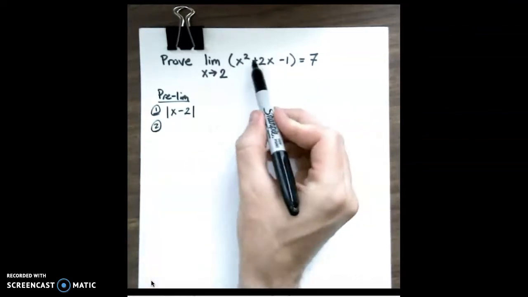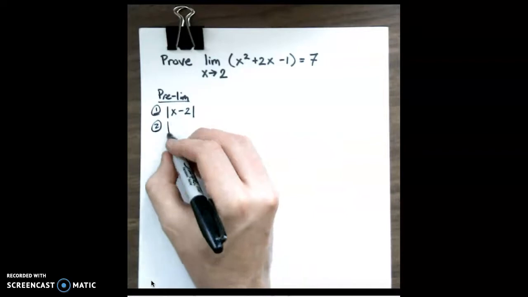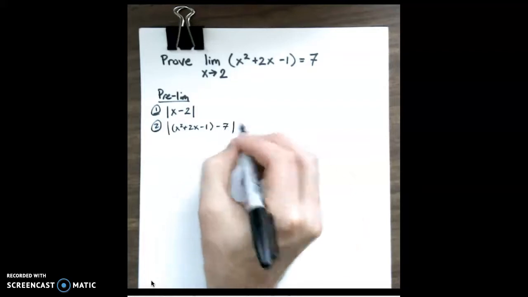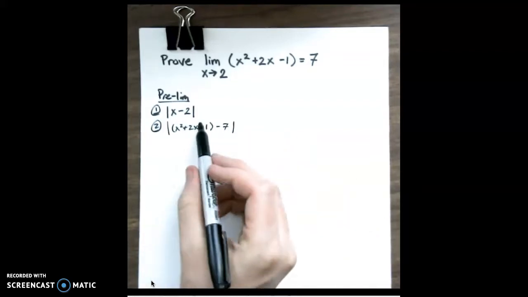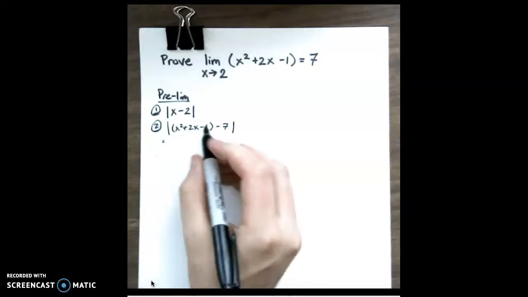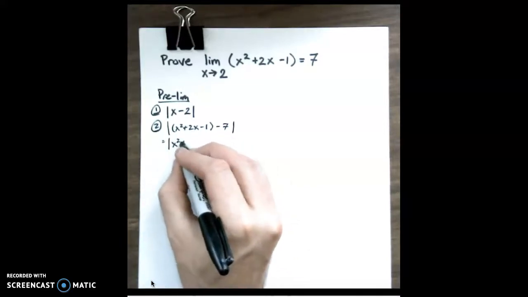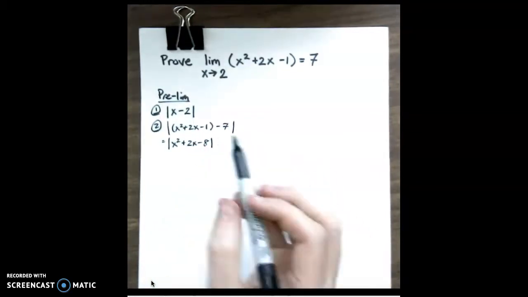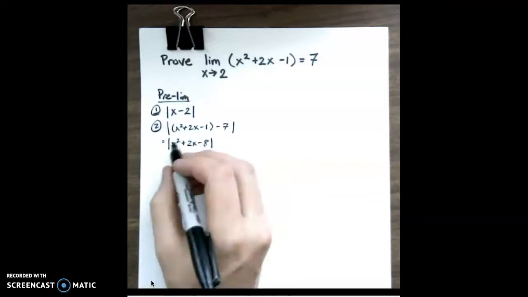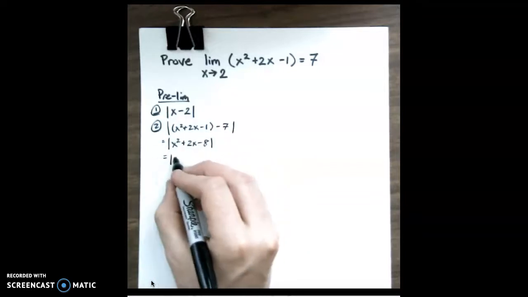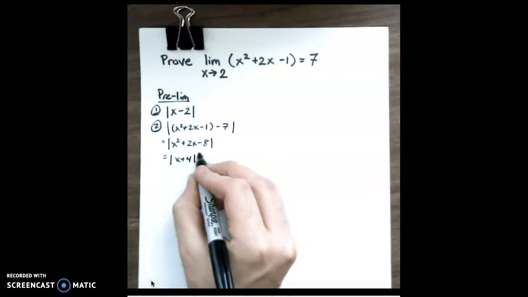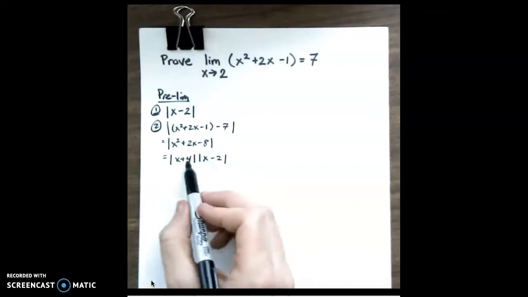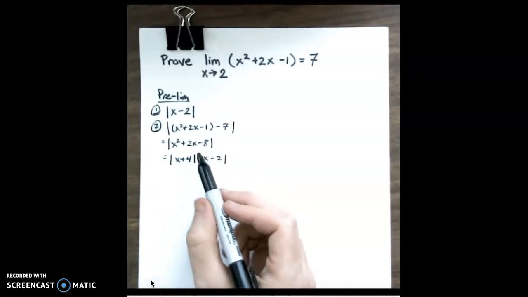Step 2, you're going to take the function minus the limit in absolute values. Then you're going to manipulate step 2 to look like step 1. So I'm going to collect like terms. And then I'm going to factor this so that I have an x minus 2. So this would be x plus 4 and x minus 2, because 4 times negative 2 is negative 8, and 4 plus negative 2 is positive 2.